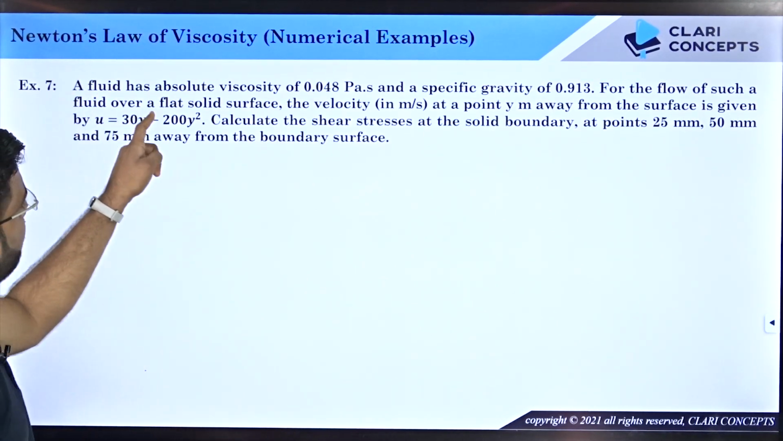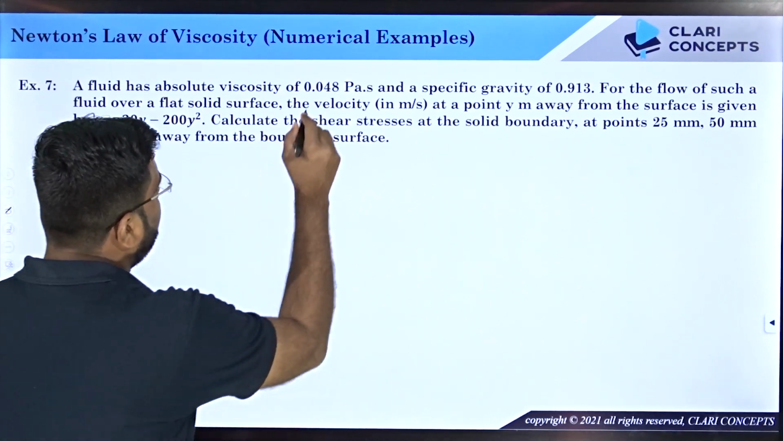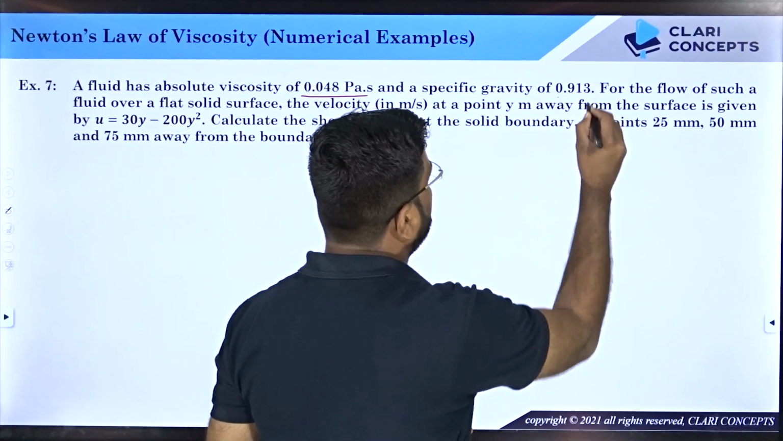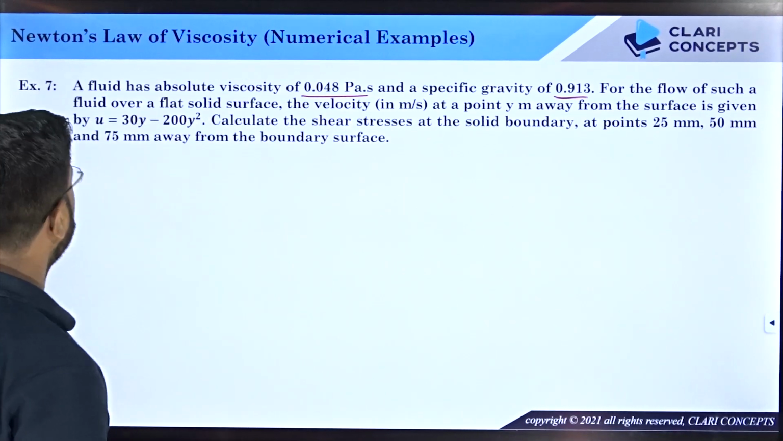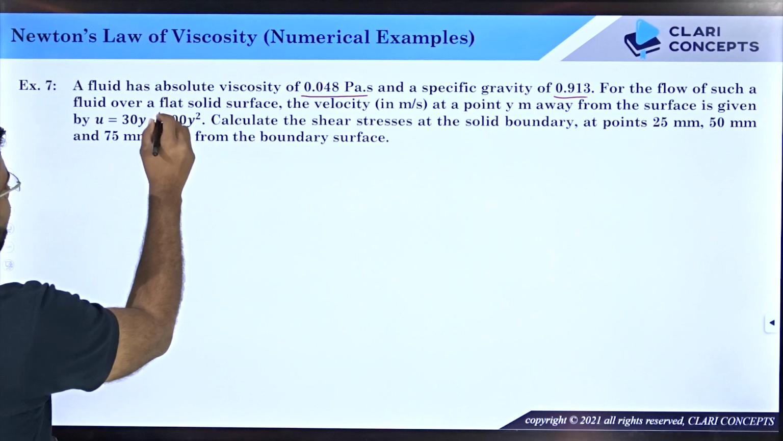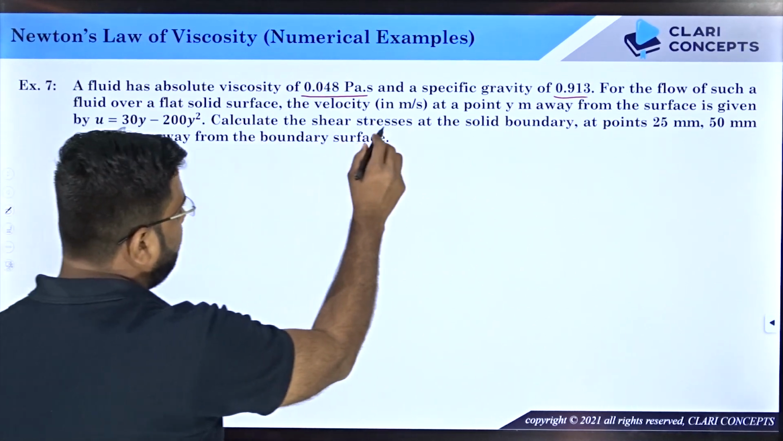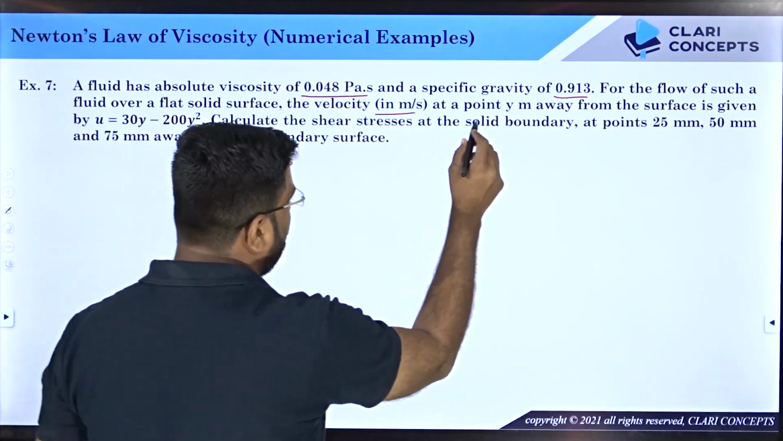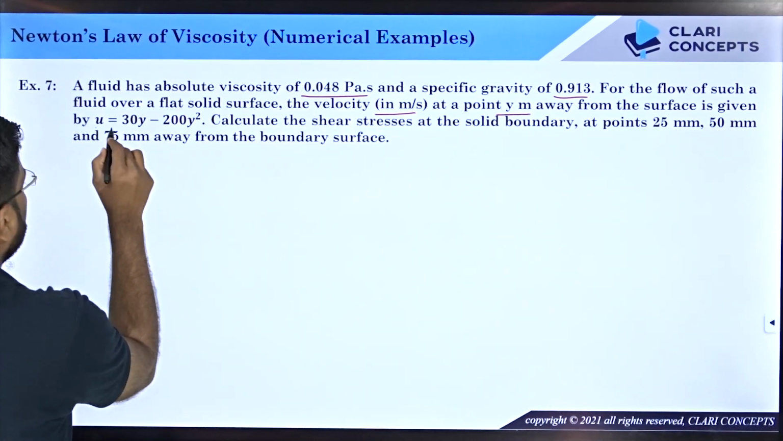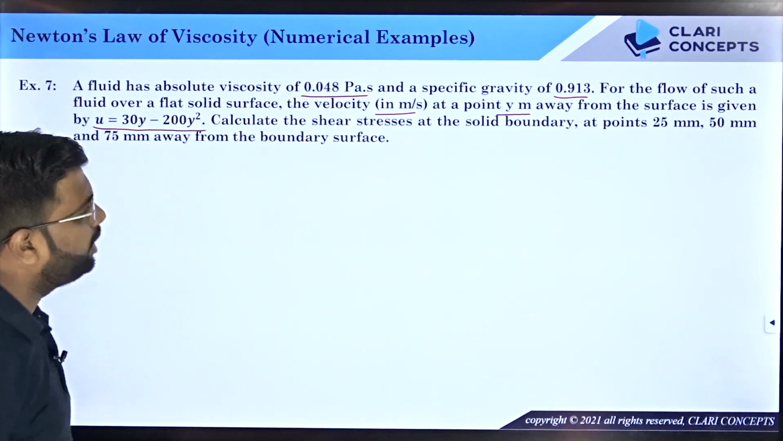A fluid has an absolute viscosity of 0.048 Pascal second and a specific gravity of 0.913. For the flow of such a fluid over a flat solid surface, the velocity in meters per second at a point y meters away from the surface is given by u equals 30y minus 200y square.